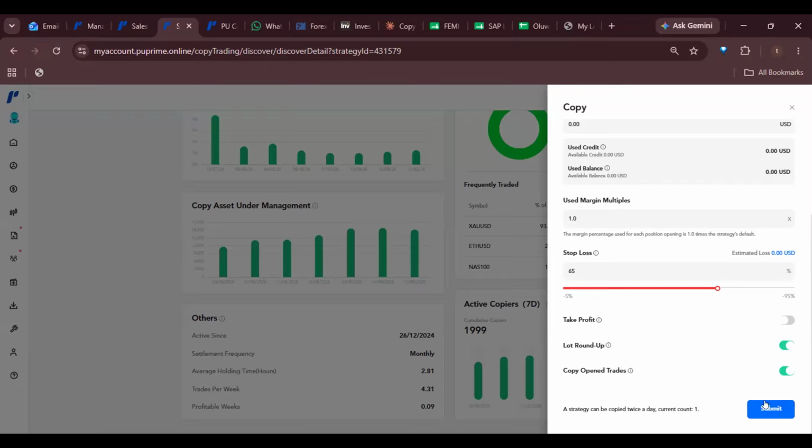Then the next thing you do is to click on submit. Once you click on submit, that account would automatically start copy trading. It automatically starts copy trading.